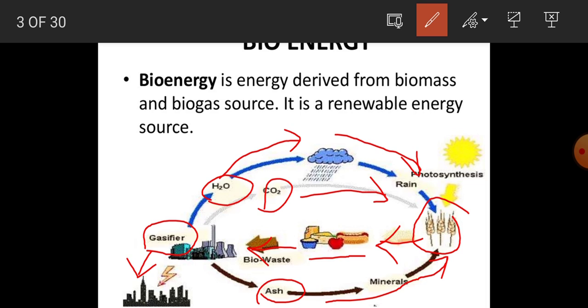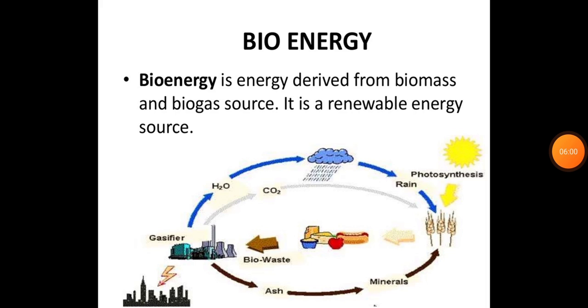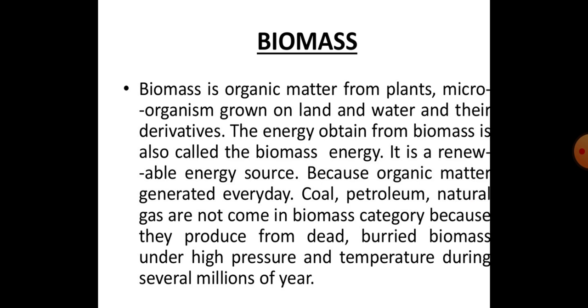So all the byproducts are utilized again and again. With the help of this chart, we can say that the process is a fully renewable process. This is the cycle of bioenergy. Now let's see the definition of biomass. Biomass is organic matter from plants and microorganisms grown on land and water, and their derivatives. So basically, anything which is grown on land with the help of water, and their derivatives, are called biomass.